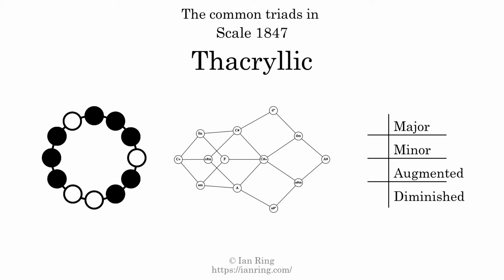The diagram in the center is a graph of parsimonious voice leading between triads. There are 4 major triads. There are 5 minor triads. There are 2 augmented triads. There are 2 diminished triads. Here is a Hamiltonian path of parsimonious voice leading that uses all the triads.